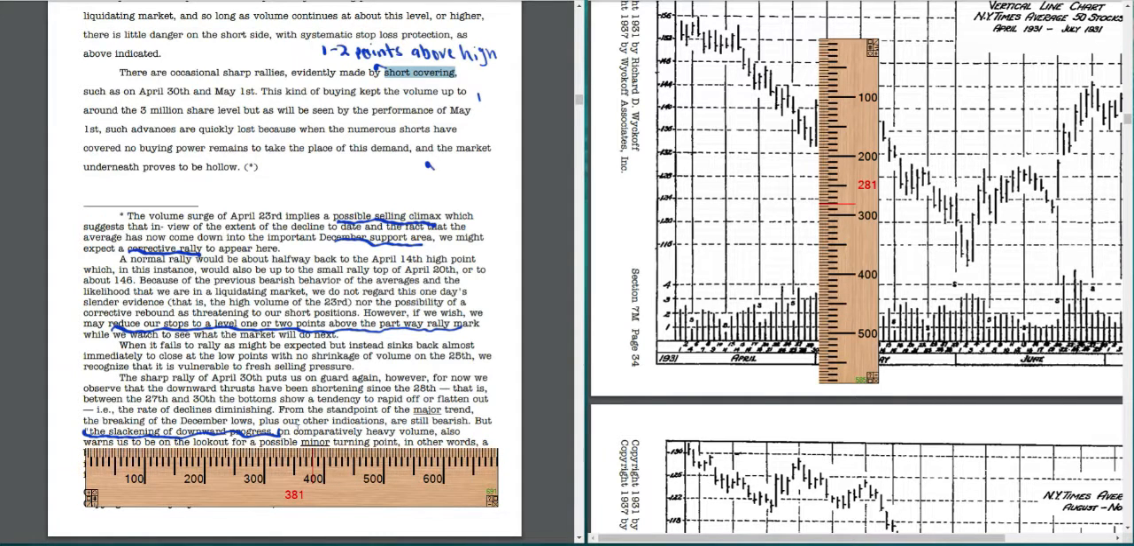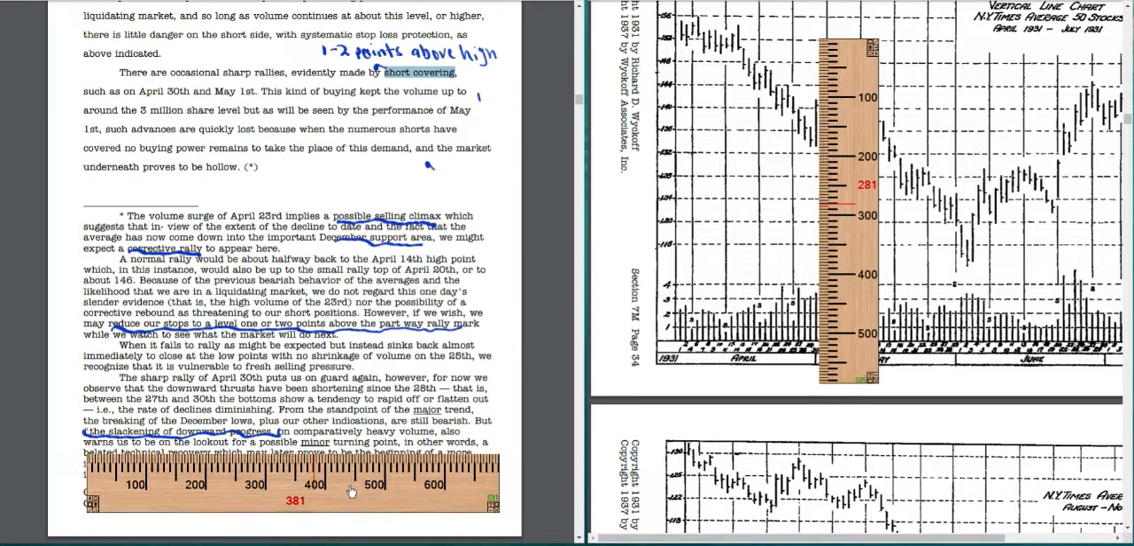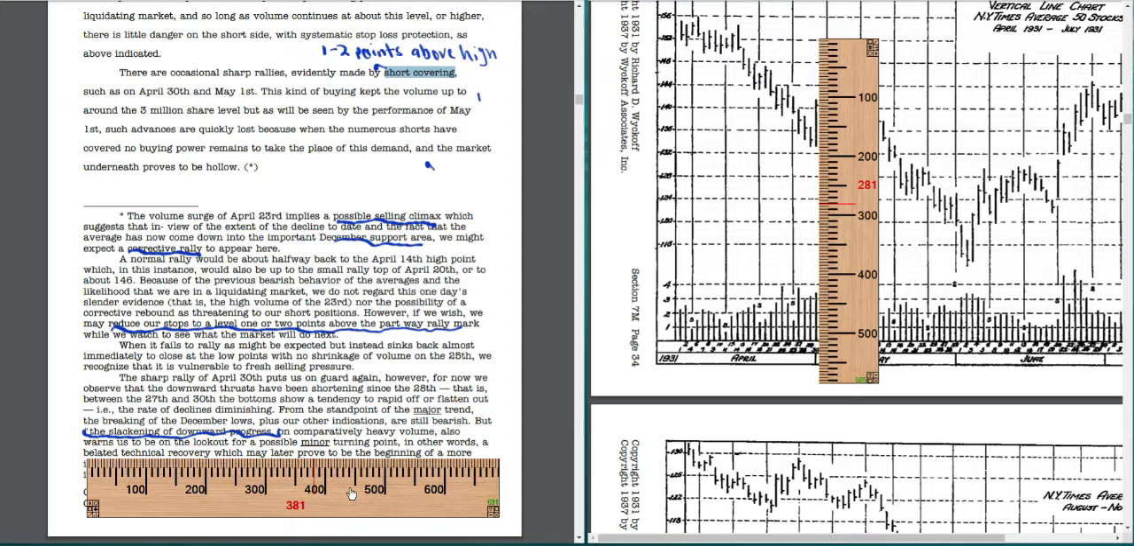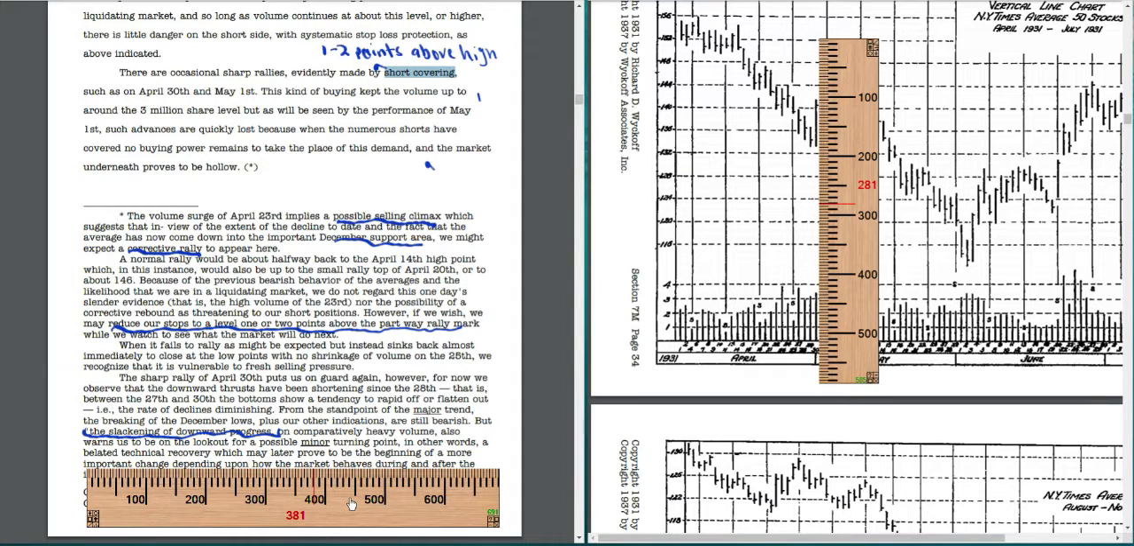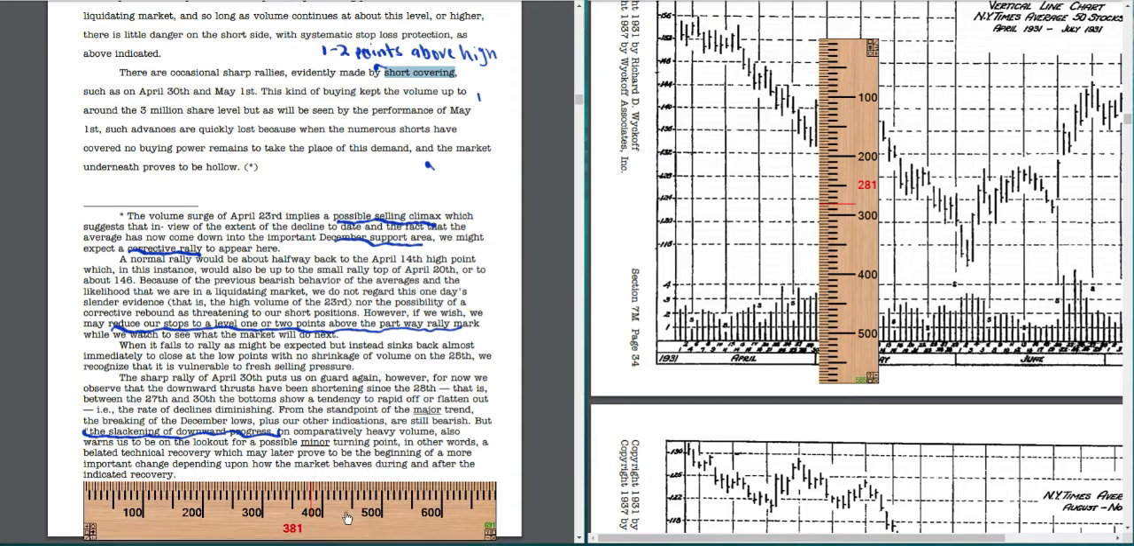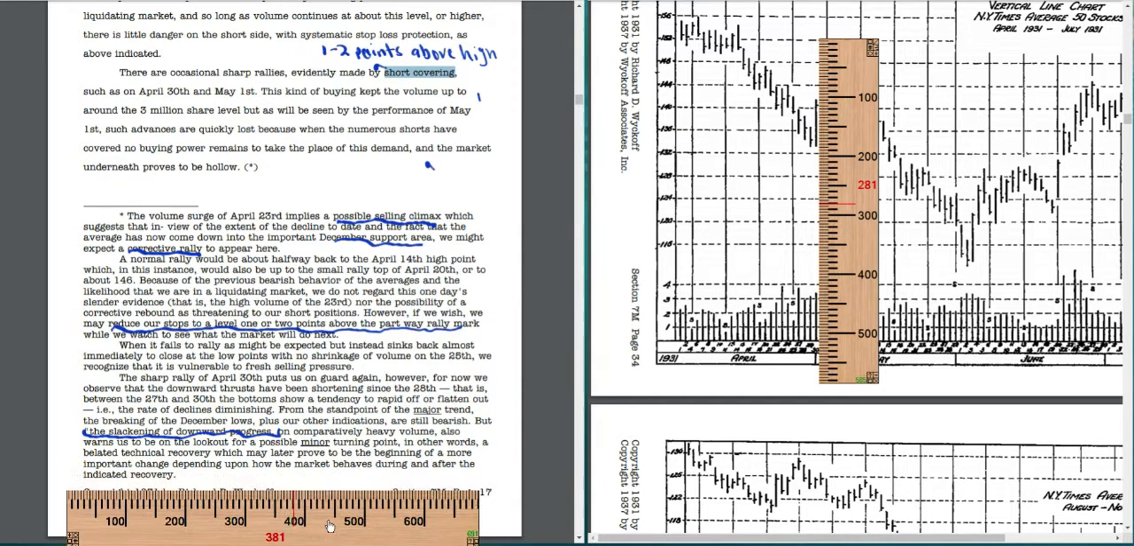So slackening of the downward progress on heavy volume also warns us to be on lookout for possible minor turning point. In other words, a belated technical recovery, which may later prove to be the beginning of a more important change depending on how the market behaves during and after the indicated recovery.